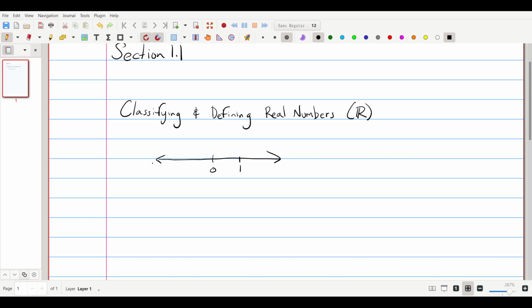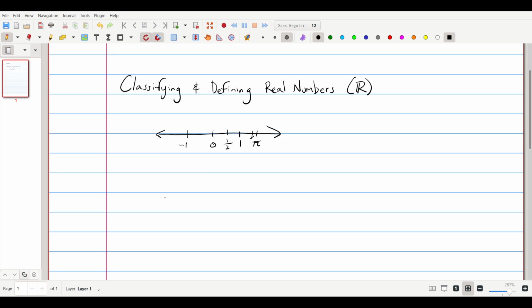Then we have positive numbers, right? We have negative numbers. We have fractions, 1/2 for instance. But then we also have different other kinds of numbers, things like pi, right? So this would be just slightly above 3, for instance. And so we're quickly going to go through and define what kind of numbers exist on the number line.